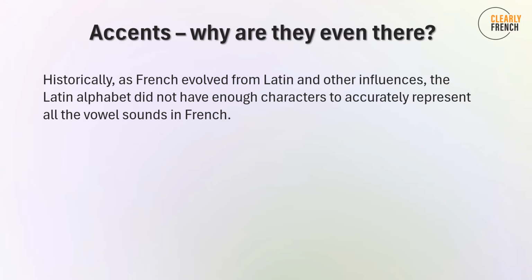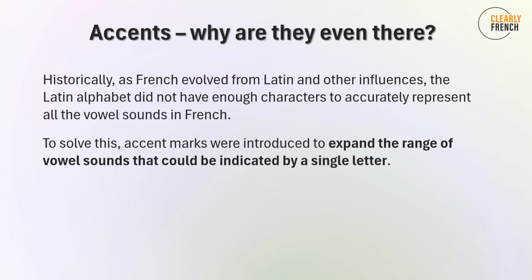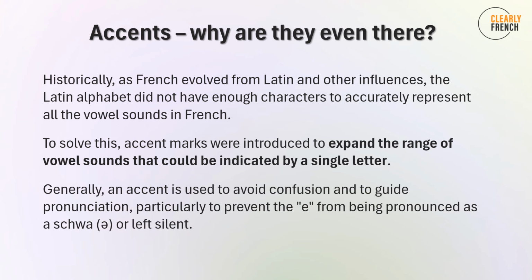Historically, as French evolved from Latin and other influences, the Latin alphabet didn't have enough characters to accurately represent all the vowel sounds in French. So to solve this, accent marks were introduced to expand the range of vowel sounds that could be indicated by a single letter. Generally, an accent is used to avoid confusion and to guide pronunciation, particularly to prevent the E from being pronounced as a schwa, or left silent.